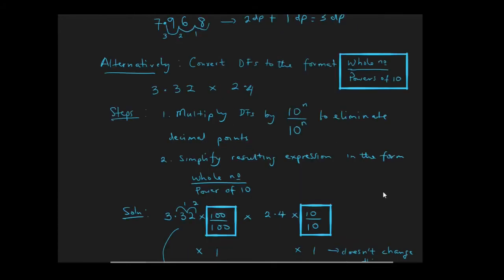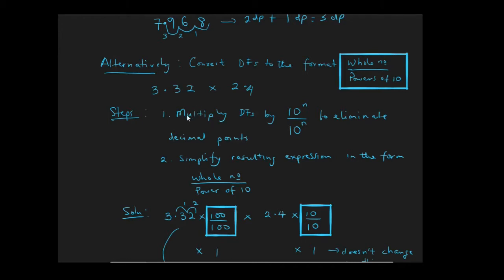There is an alternate way to solve multiplication of decimal fractions, and this is how we do it. Basically, our goal will be to convert the decimal fractions into the format whole number over a power of 10. Now, we do that following 2 steps. First, we'll multiply the decimal fractions, each of them, by the same power of 10. That goal is to eliminate the decimal point or move it to the right and form whole numbers.